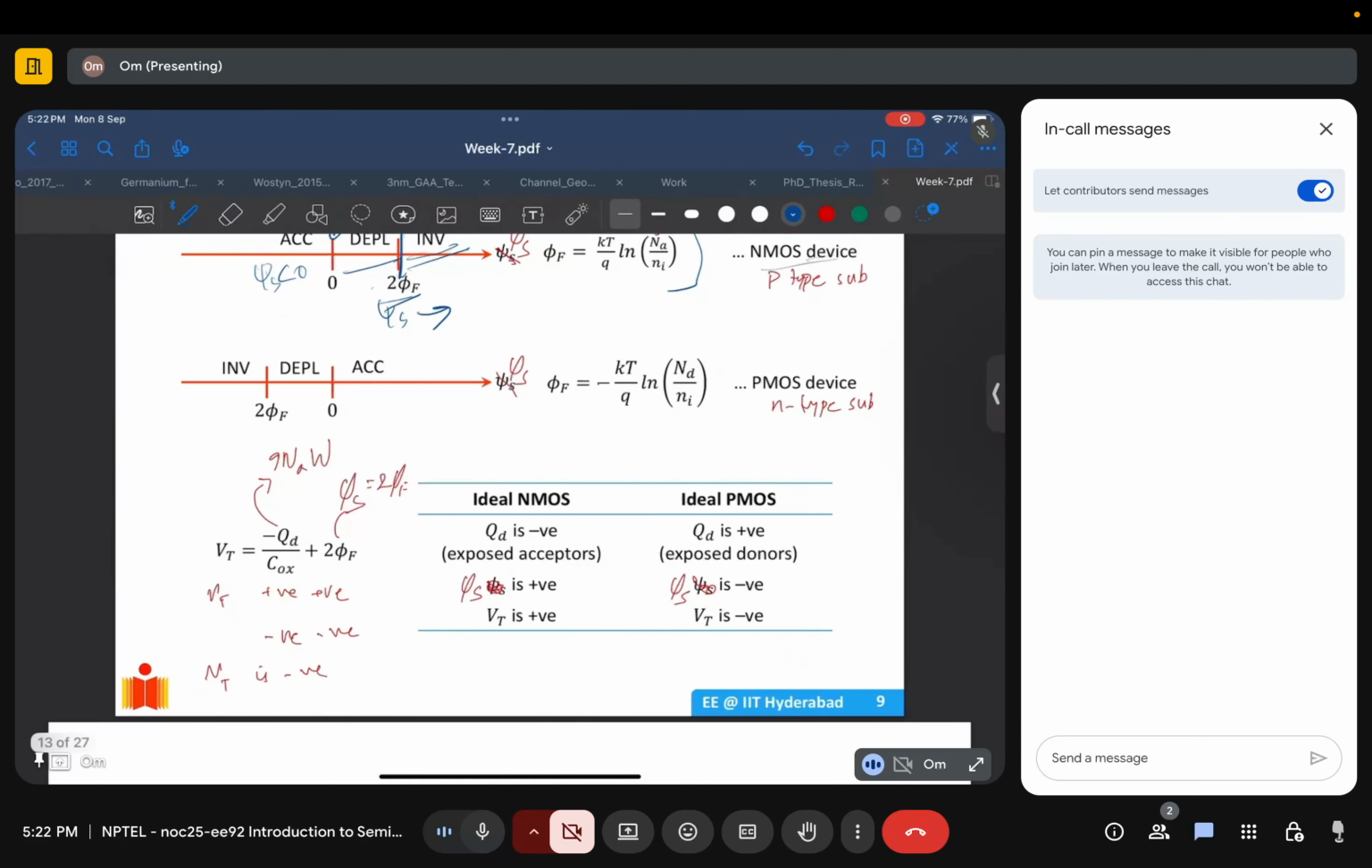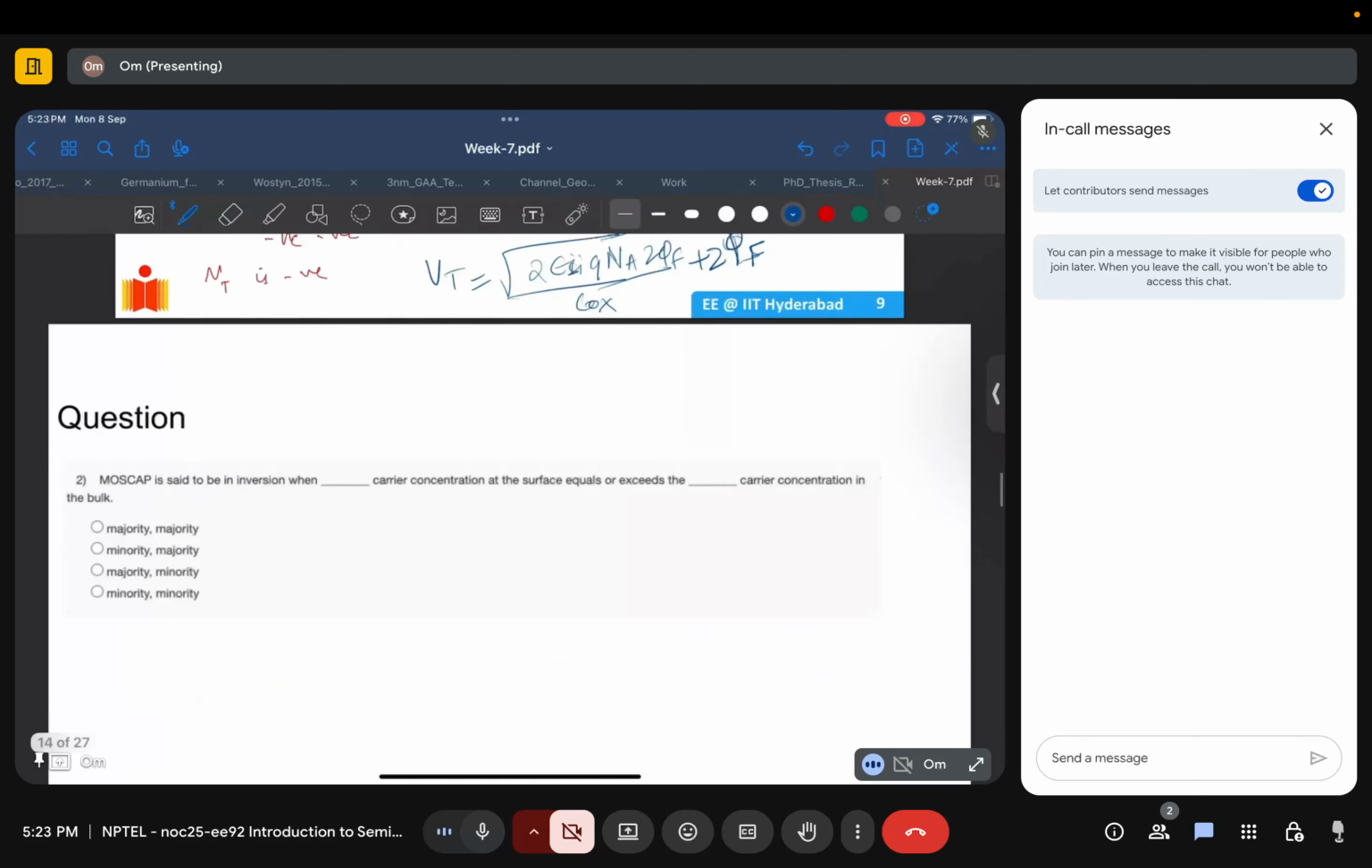Okay, and your threshold voltage is Vt equal to epsilon Si q Na psi s upon Cox plus psi s. Or I should write 2 phi f plus 2 phi f. This is your threshold voltage. Alright, so let's take the questions now.